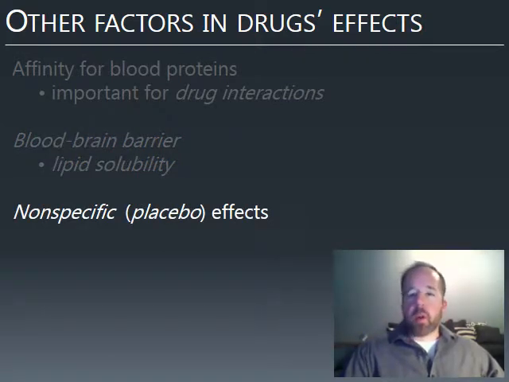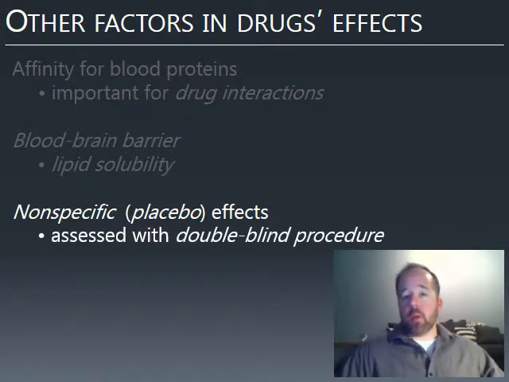There are also what are called non-specific, usually placebo, effects. We've already talked about how expectations can play a role in the effects that a drug has, and the placebo effect is an example of that exact phenomenon. So you can give someone a sugar pill, something totally inert, and yet they will often experience the effect, whether it's relief from pain or relief from depression. They'll often experience relief because they expect to get it.